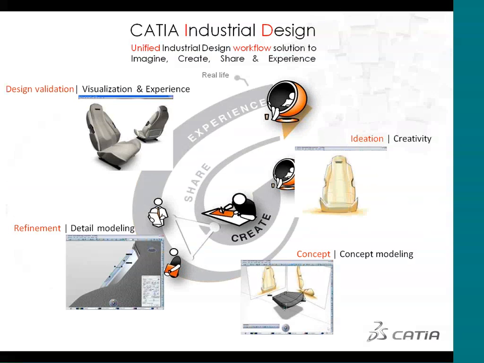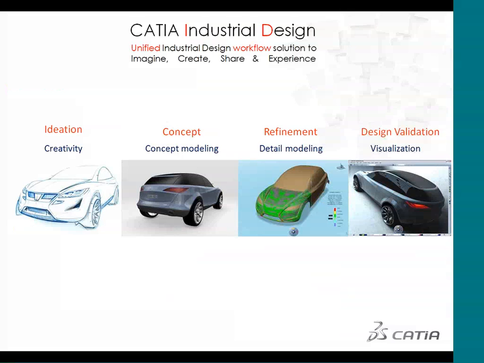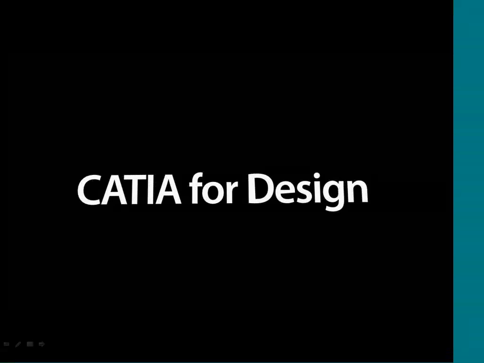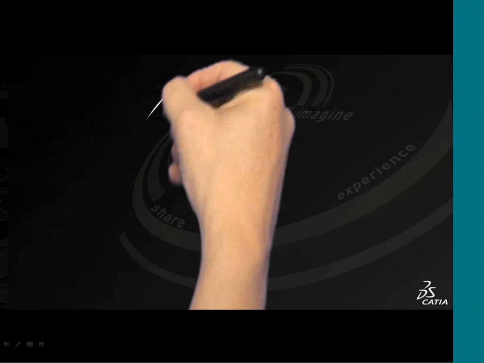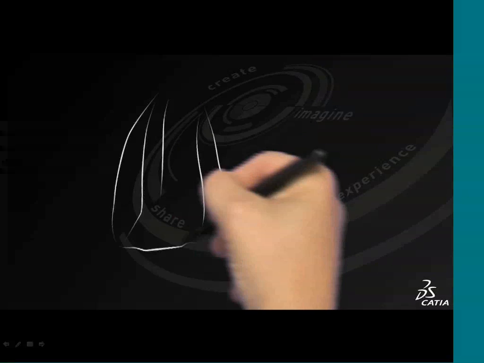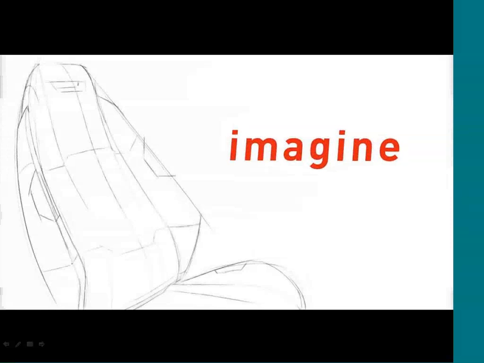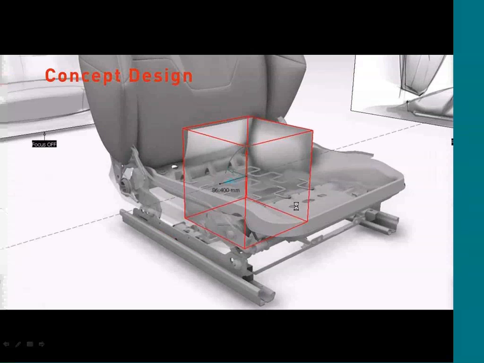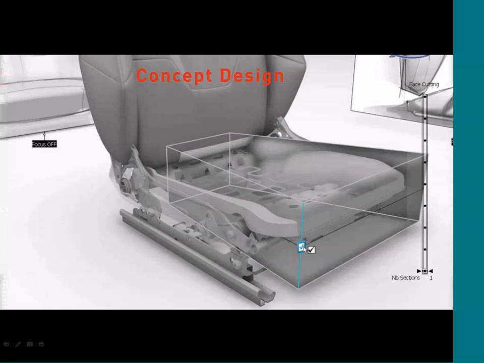So I have a small video showing what we mean by a unified industrial design workflow solution, from ideation, concept, refinement, and design validation. The example is through a car seat project. So you can work with CATIA Industrial Design, first of all, by taking a sketch made by hand or made with Photoshop, and then integrating it in your 3D environment, CATIA. We support the native file format of Photoshop, so at any time the Photoshop file can be updated, and then you can start to do 3D ideation.